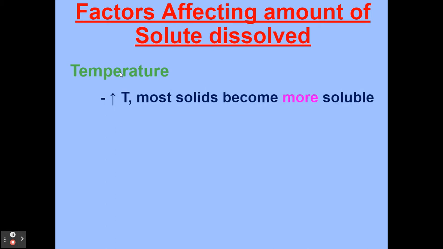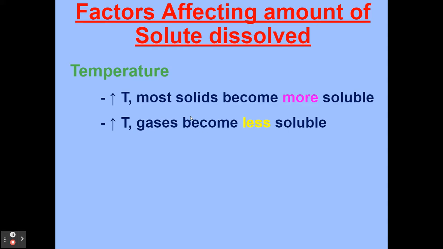So factors affecting the amount of solute. In the beginning, we talked about the rate of solution formation, which didn't really change how much was dissolved. Now we're going to talk about how we can change how much is actually dissolved. So temperature. Increasing the temperature will increase the solubility of all solids and liquids. I say most here, but it's really all. Increase the temperature, gases become less soluble. So solids and liquids are going to become more soluble at higher temperatures. Gases will become less soluble.